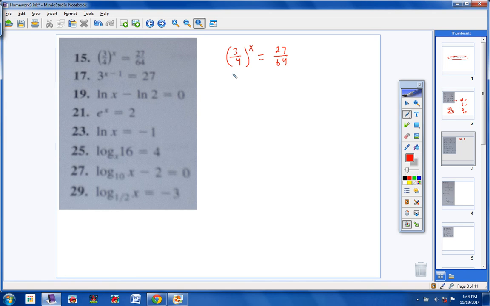Okay, we cannot write both sides with the same base. So you look at your unknown, and your unknown is right here with x, right here with 3/4. So the base of your unknown is 3/4. So we're going to take log base 3/4 of both sides: log base 3/4 equals log base 3/4.